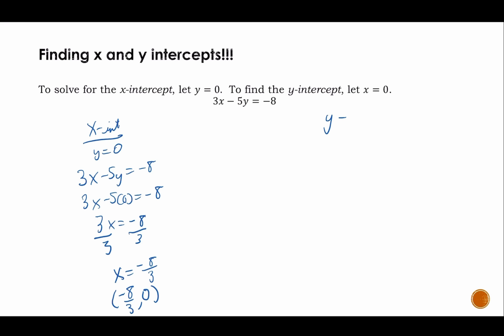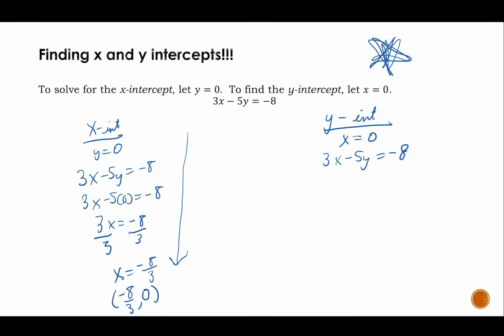Now we can go ahead and find our y-intercept. I typically shorten these to x-int or y-int. This is when x equals 0. So 3x minus 5y is negative 8. Now note, I'm writing out every single step. When you feel comfortable, you are able to skip steps. You don't have to write everything the way I do, but I highly recommend you stay organized and always solve these problems the exact same way so you develop good habits and good patterns.